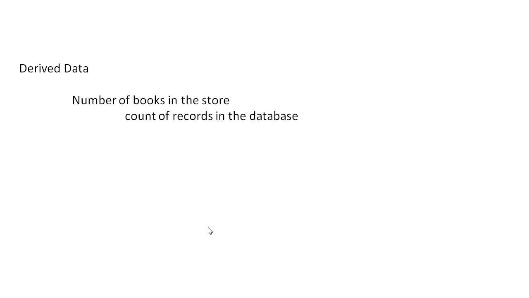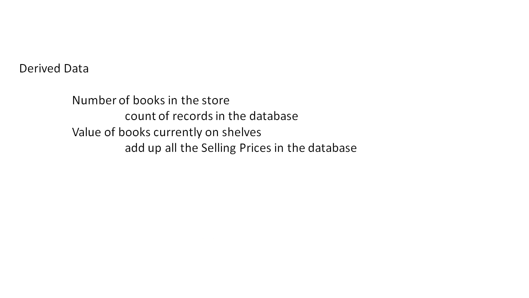Finally, we can talk about derived data that we could get from this data that we've already stored. So, first one will be just the number of books in the store, and all we simply have to do is count the records in the database. The value of books currently on the shelves, instead of counting, now we're going to add up all the selling prices in the database. So the selling price for each book, not just the ones in the list.